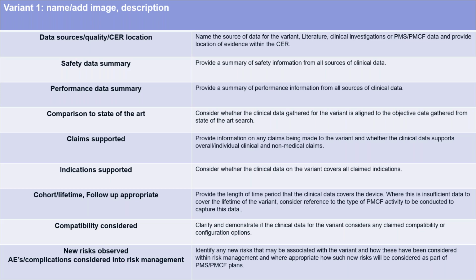Then really a summary of all the safety data that you hold from all the sources of clinical data for that particular variant. And also then think about the performance data. Also, how does that compare to state of the art in terms of whether the clinical data gathered for the variant is aligned to the objective data gathered from the state of the art search? Then think about, are there any claims that need to be supported, and what is the data that you hold for each of those variants?